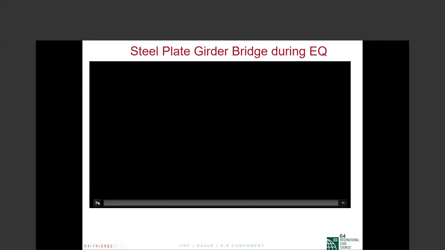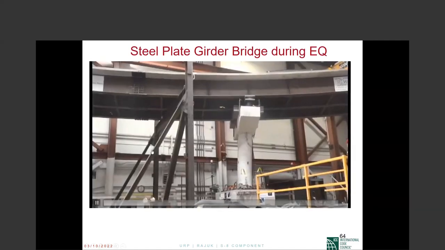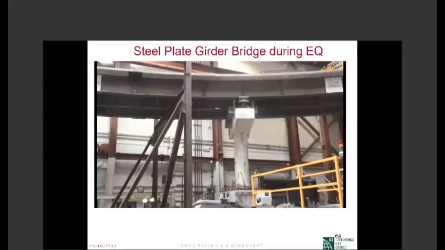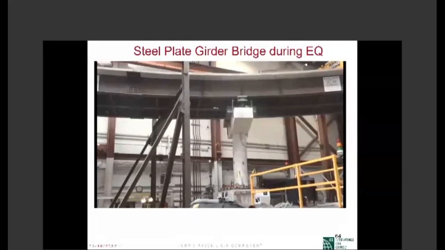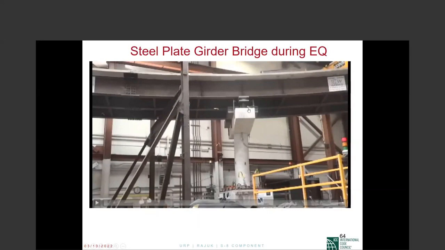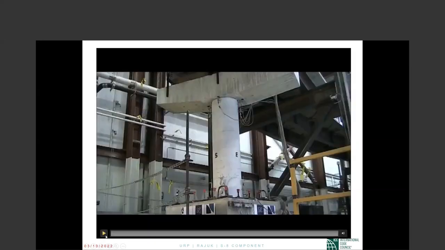So here I have some of the videos. Unfortunately, you cannot hear the sound. That one will show you a plate girder. As you see here, this is the plate girder, the forces would go from the deck, from the plate girder to the cross frames, through the bearing, down to the bent cap. This is how the cap would actually behave underneath.